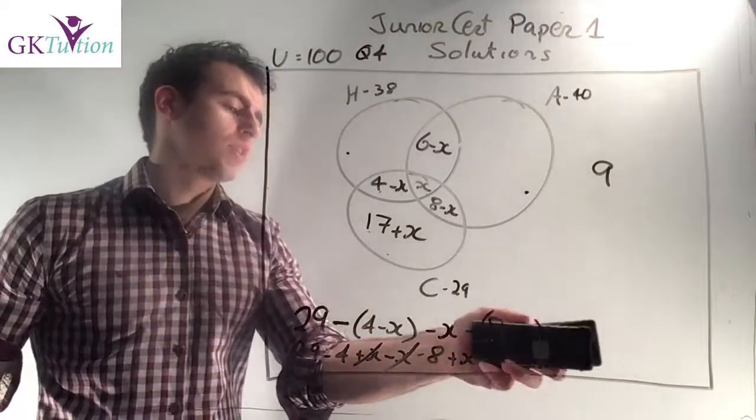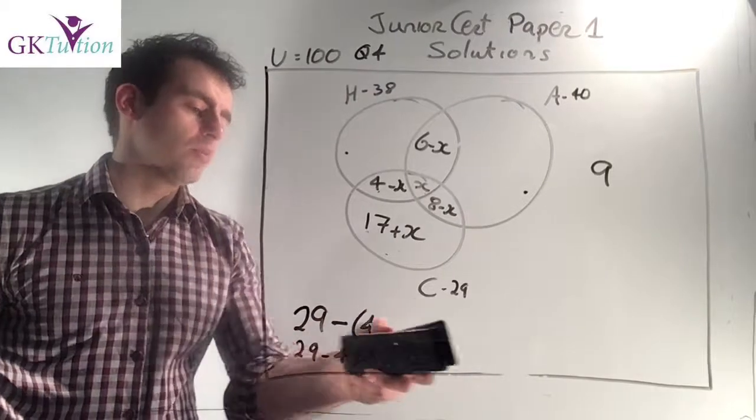So that's how you'd work that one out. I'm going to wipe it out because technically it shouldn't be in my Venn diagram.